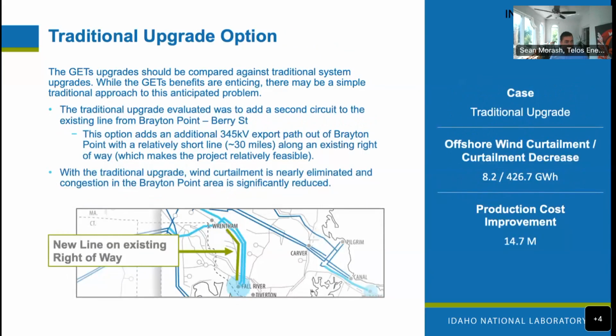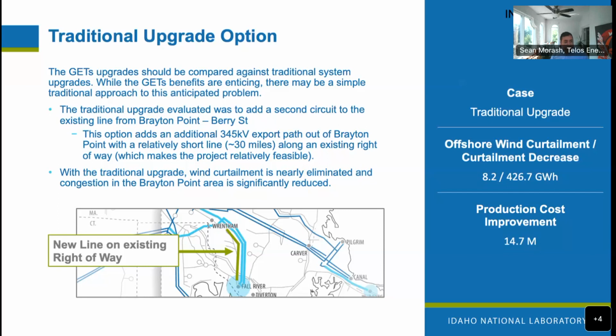Next page. Before we wrapped up this project, we wanted to anchor ourselves to a traditional upgrade. It's pretty obvious in this case that we needed help getting the power out of this one substation. So we said, let's put a new line in the existing right of way. That seems like a fairly straightforward traditional upgrade to alleviate some of the congestion there.